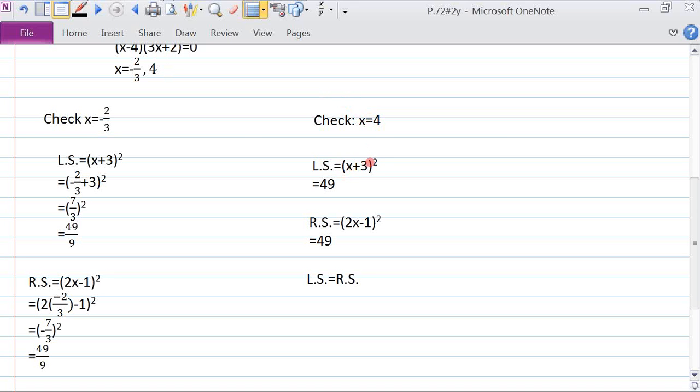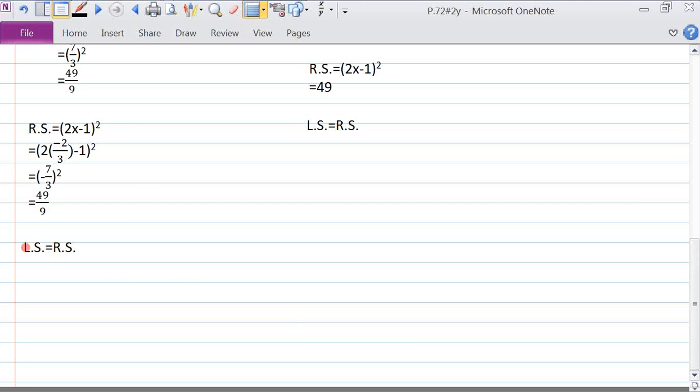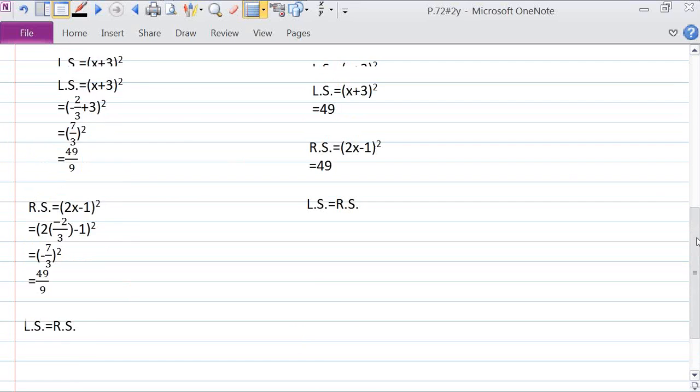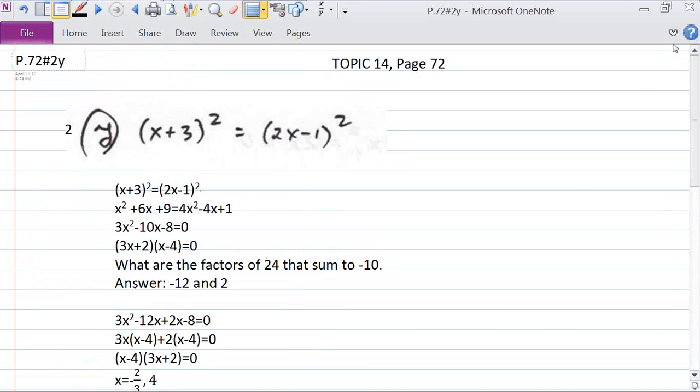We have 4 plus 3 squared is 7 squared, which is 49. The right side is 2x. 2 times 4 is 8. Minus 1 is 7. 7 squared is 49. The left side equals the right side. Same thing with the previous one. So that completes the problem on number 2, the 3 parts on number 2 that we are doing.